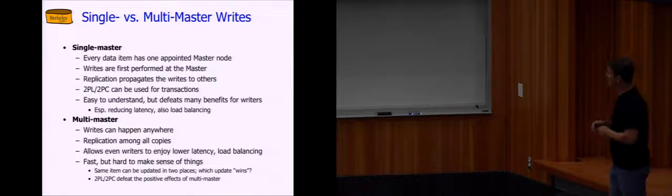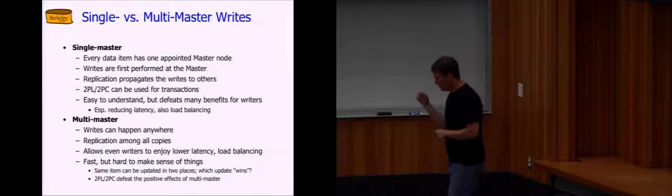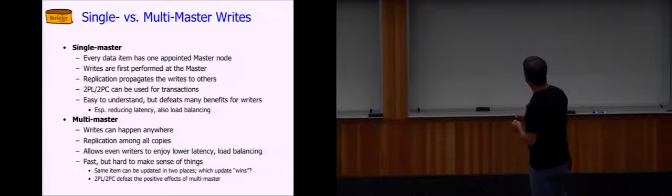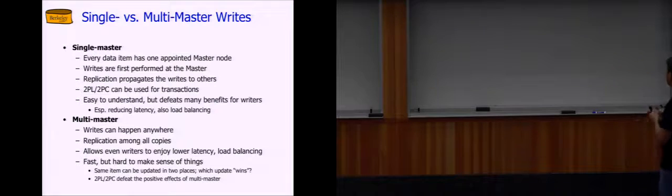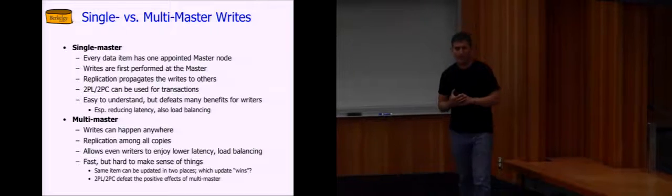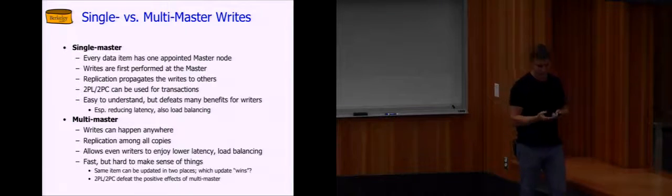This is very easy to understand, right? Very clear. All writes are going to go to well-known places. You can set locks in those well-known places. It's easy to understand. But a lot of the benefits of distributed database get lost, particularly for writers. So writers now have to go to that single master, which is kind of like what we had before of going to the single copy.